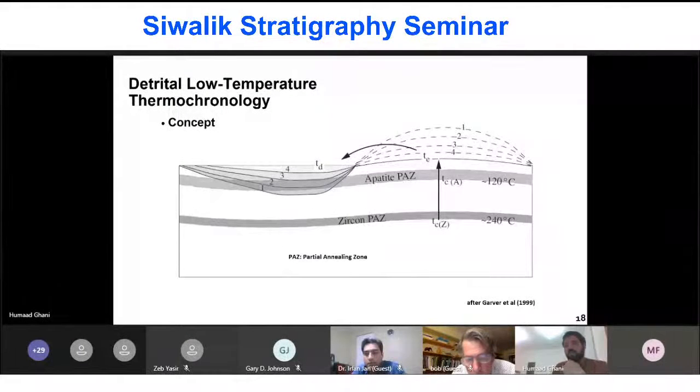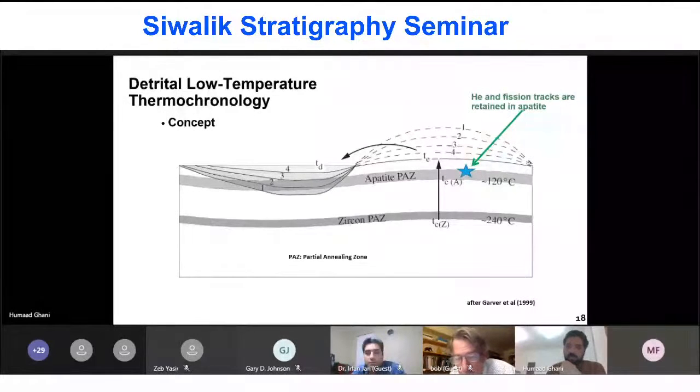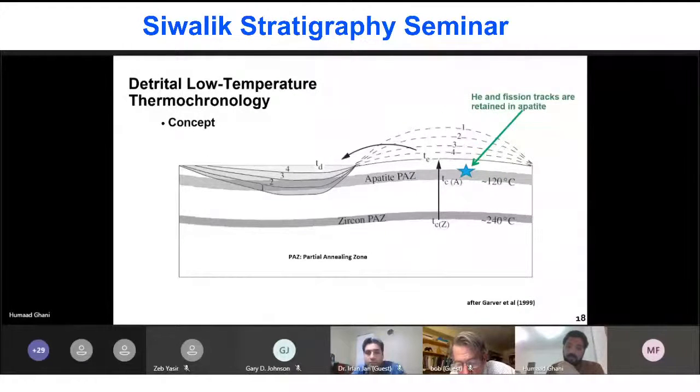So how the method works is that zircon and apatite, these are accessory minerals present in the rocks, and they are really important and sensitive to certain temperatures. For example, if a granite is rising in a source region, for example in northern Pakistan, certain granites are being exposed, or in the Nanga Parbat syntaxis, for example, these are the places where the bedrocks are exposed or exhumed from the subsurface towards the surface.